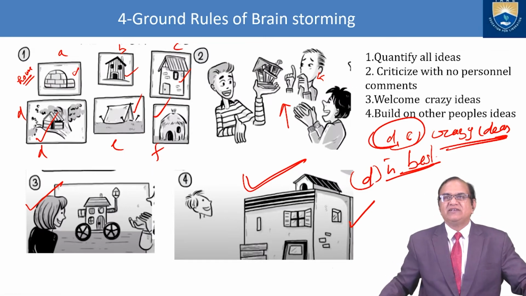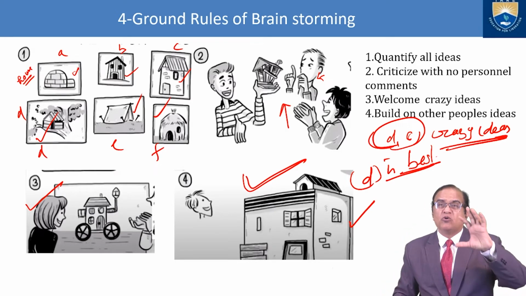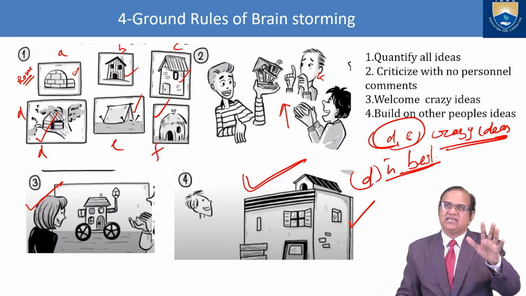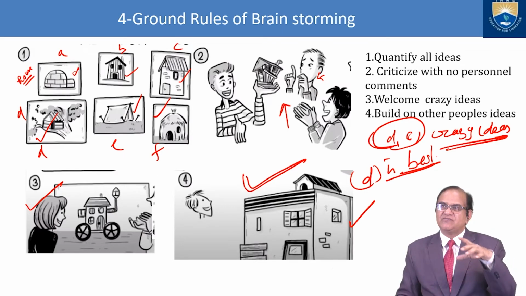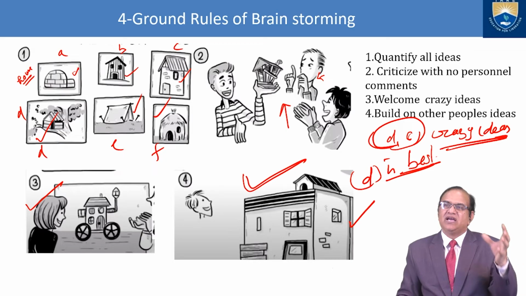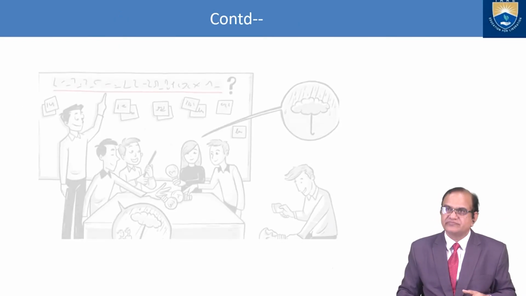So this is the first ground rule. There are 4 rules. The first one is quantify the idea. Then criticize with no personal comment. Welcome crazy ideas. Build on other people's ideas. Okay, and this you have selected.